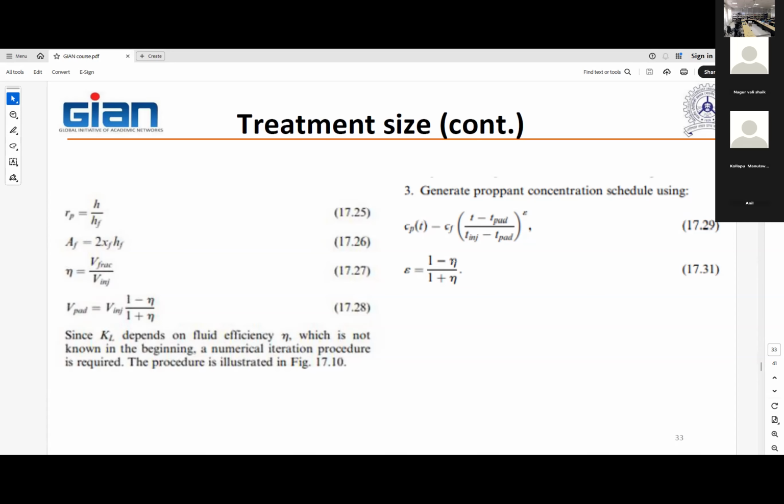Epsilon equal to 1 minus eta divided by 1 plus eta. So this means epsilon is what? It is the fraction of injected fluid you want to pump as pad. Pad means clean water. So the fraction of total injected volume you pumped as pad. That is epsilon.